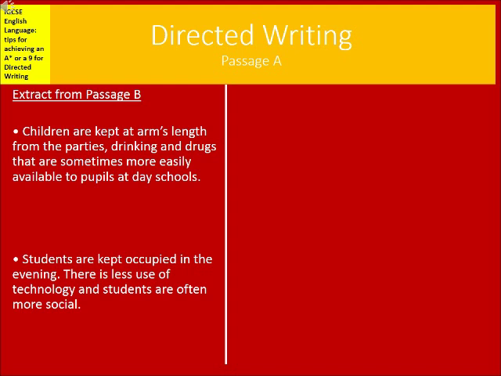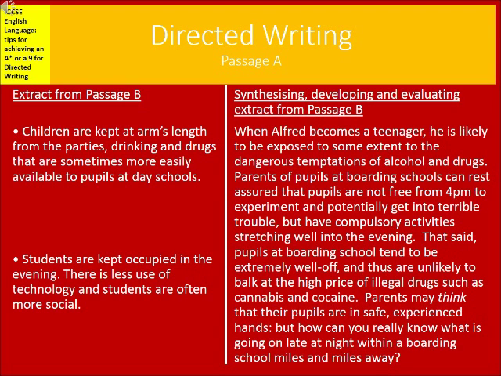On the left-hand side, you can see some extracts from passage B. Read these again, pressing pause. Now, here's my response showing an understanding of the extracts. I write, "When Alfred becomes a teenager, he is likely to be exposed to some extent to the dangerous temptations of alcohol and drugs. Parents of pupils at boarding schools can rest assured that pupils are not free from 4 p.m. to experiment and potentially get into terrible trouble, but have compulsory activities stretching well into the evening."